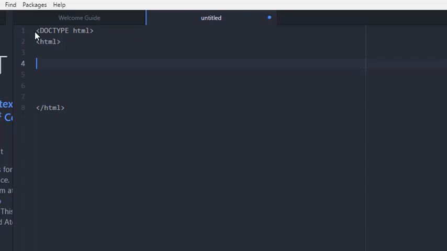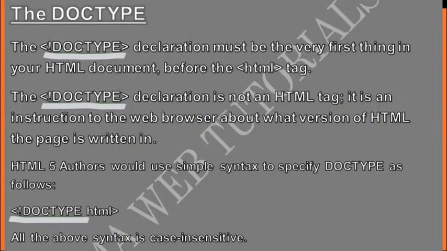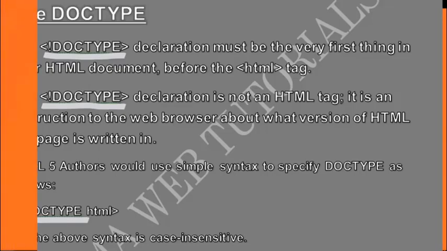Let me tell you the detail. Document type HTML. The older doctype was longer because the HTML language was SGML-based and therefore required a reference to a DTD. HTML5 authors would use a simple syntax to specify the doctype as follows: doctype html. Okay, all the above syntax is case insensitive.